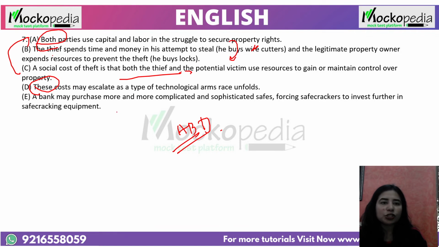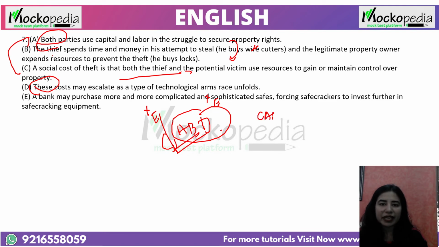A bank may purchase more and more complicated and sophisticated safes, forcing safe crackers to invest further in safe cracking equipment. So we have to put in this statement. So clearly C will begin because that's helping us. A, B, D is sorted. Now where can we place E? Either we can place E here or we can place E here. E, if you're placing here, does not set the rhythm of the discussion.